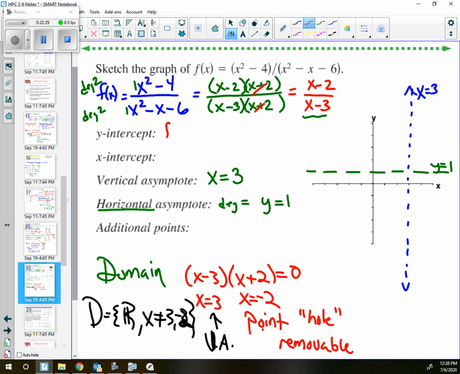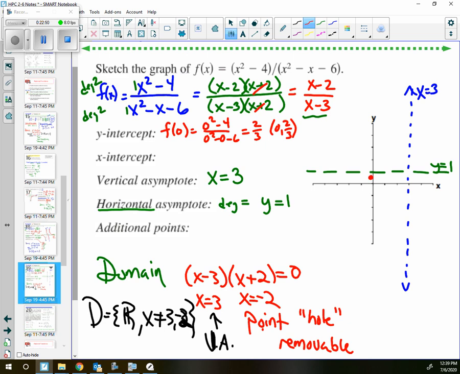Y-intercept, remember, it's plugging in 0 for x. So 0 squared minus 4 over 0 squared minus 0 minus 6. That's going to put me at negative 4 over negative 6, which is 2/3. So we have the point (0, 2/3) on the graph, so that's helpful. (0, 2/3) would be about there.